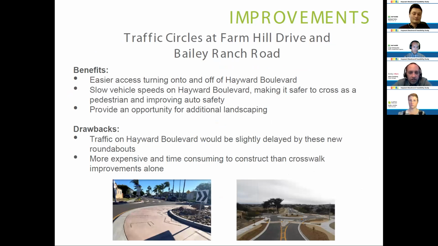So, as I mentioned, there are benefits for getting on and off of the corridor. It does inherently slow vehicles down on Hayward Boulevard, making it less of a throughway where you zip down the hill, and requiring vehicles to yield as they enter the roundabout. There also is an opportunity to provide some landscaping in the middle of the roundabouts or the traffic circles. Drawbacks, there would be, of course, as we're slowing vehicles down, inherently some additional delay that would be experienced by autos. And then the other challenge is just in building the traffic circles. They do cost a decent amount of money to construct and take a little bit longer to construct. And so that is just an additional trade-off associated with this type of improvement. Next slide.